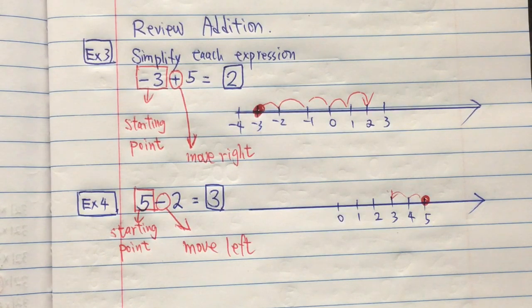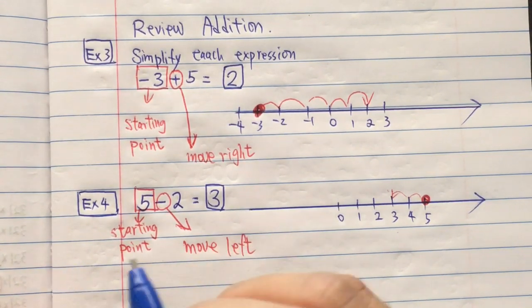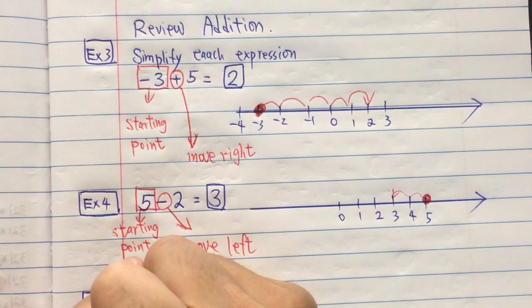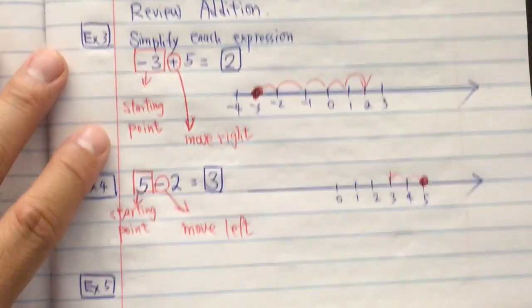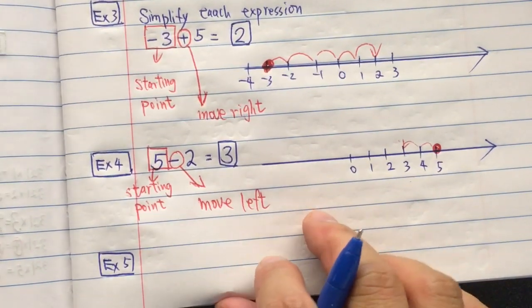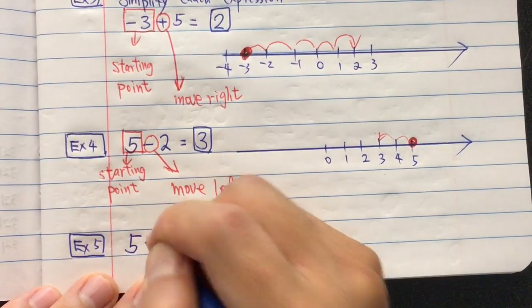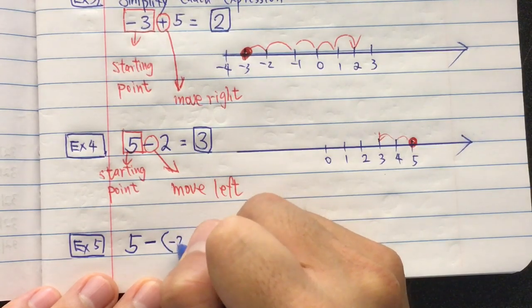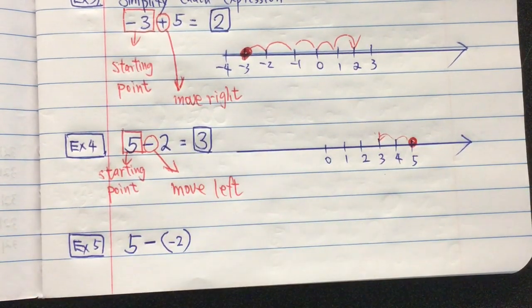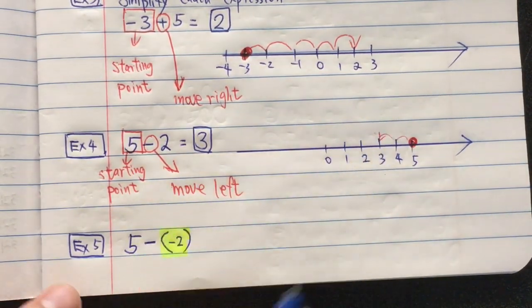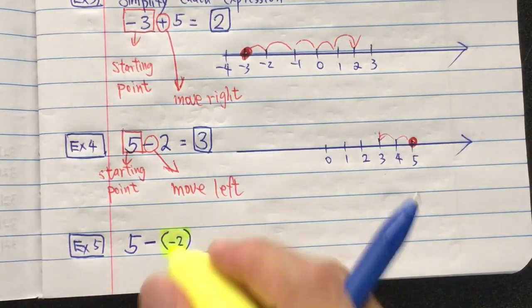Okay, I know this is very basic, but I will use this to help you. Now let's do example 5. How about 5 minus negative 2? Ladies and gentlemen, I want to highlight here. What's the difference between example 5 and example 4? It's a negative 2 here.